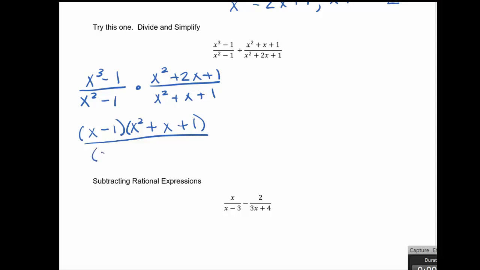Square root of x squared is x. Square root of 1 is 1. Plus in one, minus in the other. Factors of 1 that add up to 2. X plus 1 times x plus 1. Factors of 1 that add up to 1. I don't know of any.